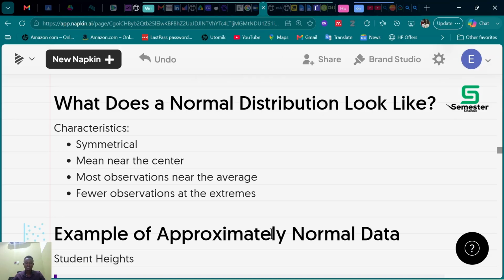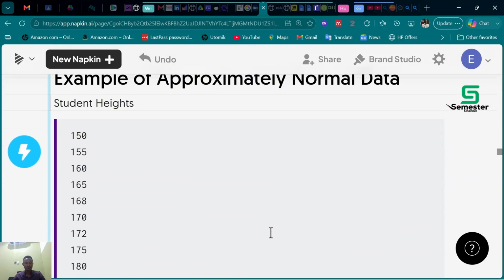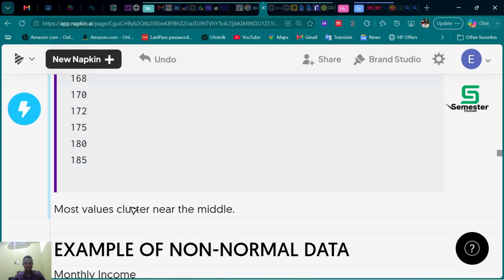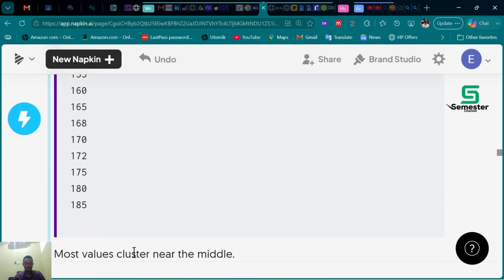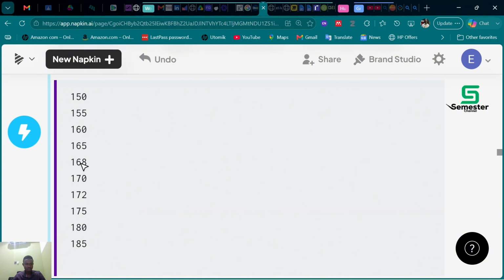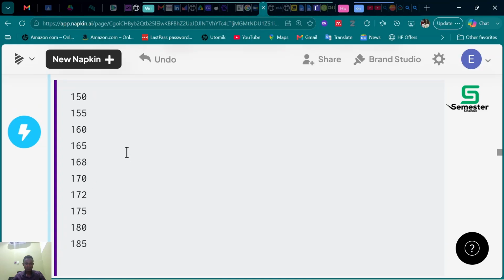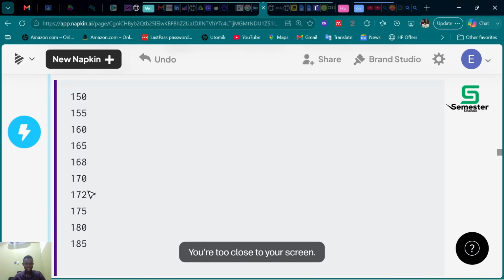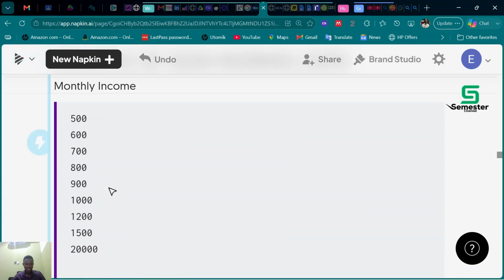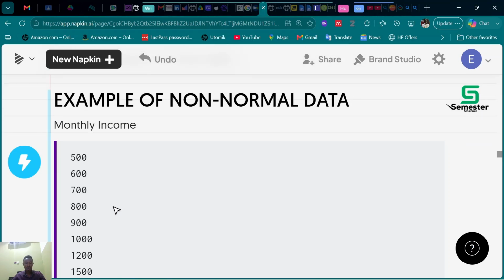I've shown you what a normal distribution looks like. Now an example of normal data: student heights. You can see that most values cluster near the middle. They are arranged in ascending order, and most of the values are around 150 to 180. They are not widely dispersed about the mean. But when you look at this one, the least is 500 and the maximum is 20,000. They are widely dispersed about the mean, and so this is an example of skewed data.